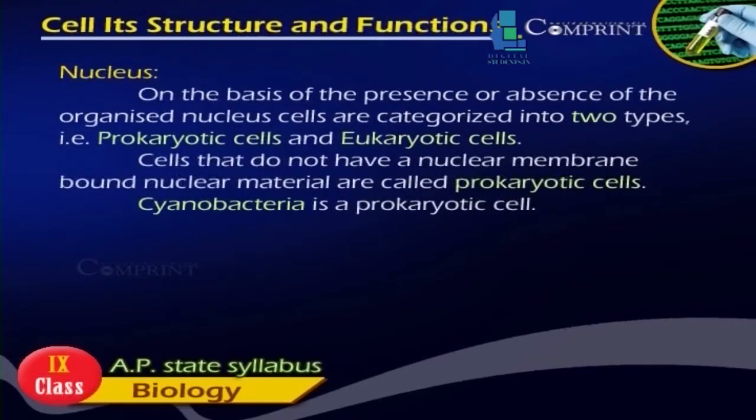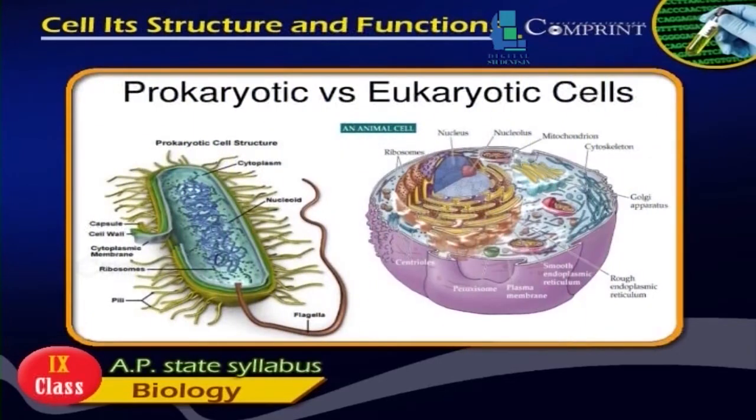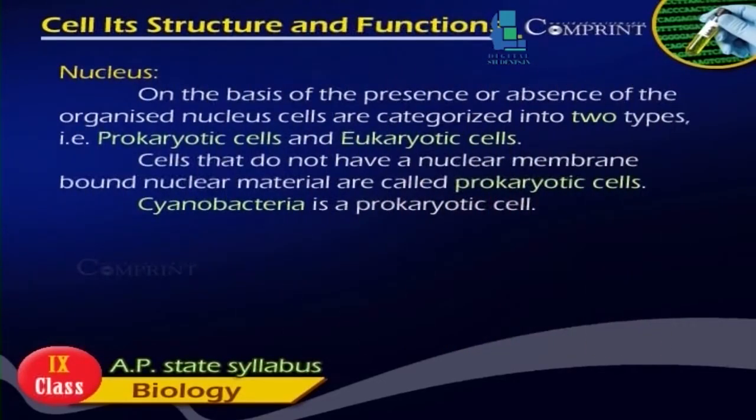On the basis of the presence or absence of the organized nucleus, cells are categorized into two types, that is, prokaryotic cells and eukaryotic cells. Cells that do not have a nuclear membrane bound nuclear material are called prokaryotic cells. Cyanobacteria is a prokaryotic cell.